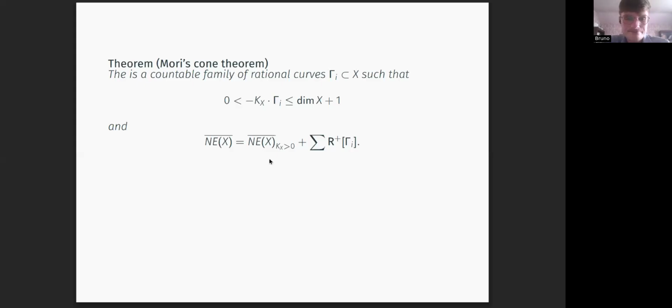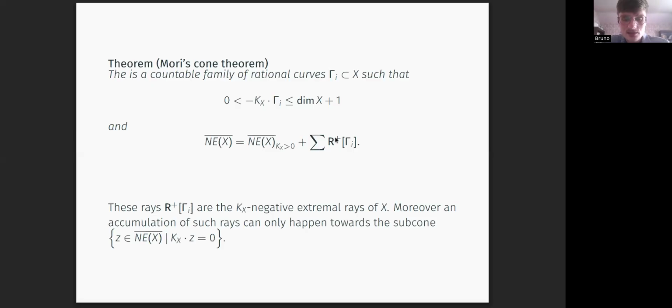And moreover, I know that we usually say that this countable family of extremal rays is locally polyhedral. More precisely, what I mean is that an accumulation of such rays, so an accumulation as in having a limit, right? An accumulation of such rays can only happen towards the hyperplane on which K_X has 0 degree, right? So if I move a little bit away from the vanishing hyperplane of K_X, then the negative part becomes just polyhedral in the usual sense. Okay, so far so good. Of course, if anyone has any question about any notion, don't hesitate to interrupt me, right?